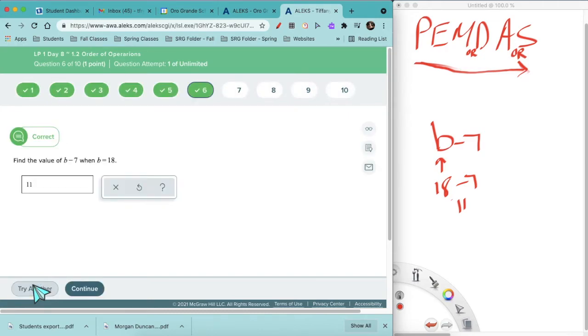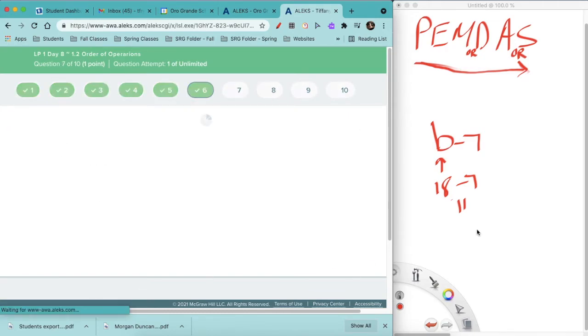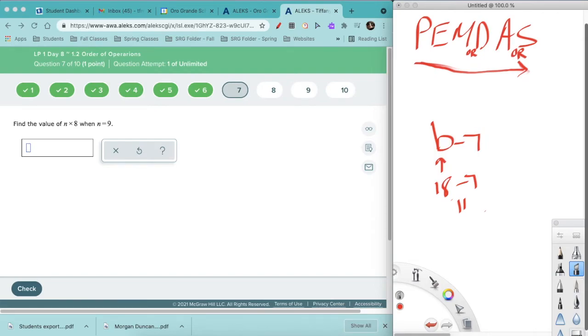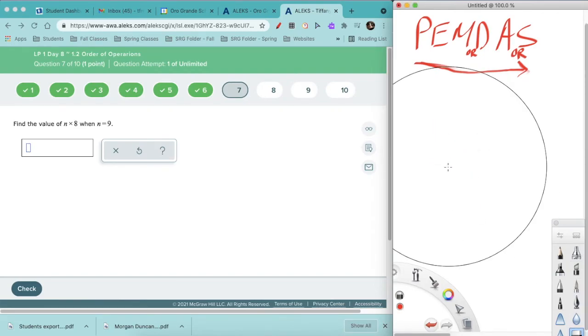Alrighty, so we're going to keep going. So same idea here. And I could have probably written more than one on the screen without erasing, but so we have n times 8. I really don't like that they're using the x, but that's my nitpickiness. So n times 8, and n is 9. So 9 times 8 is 72.